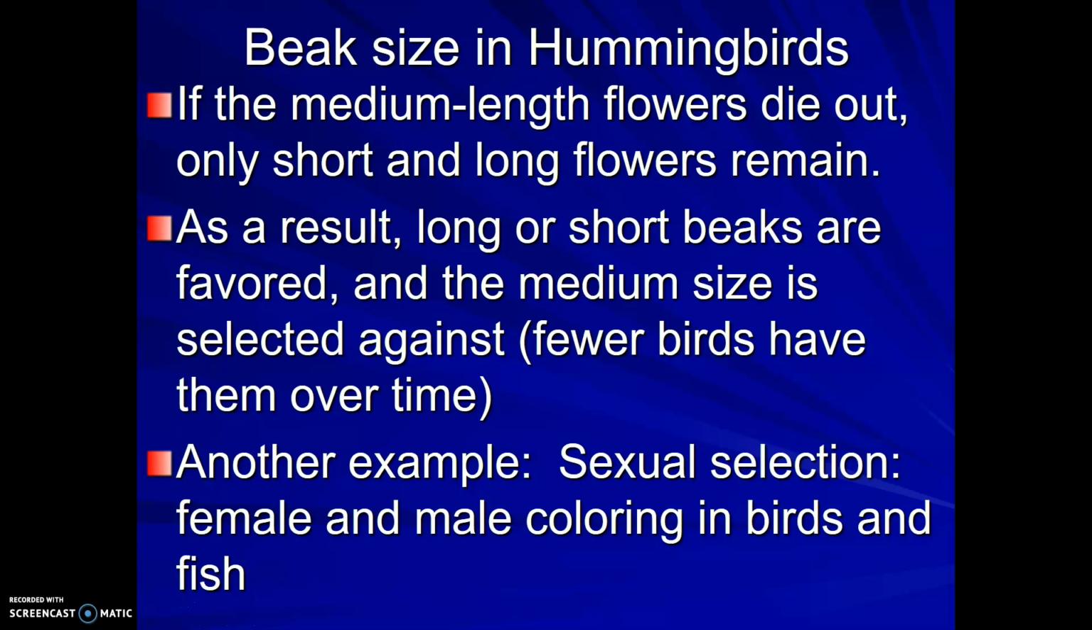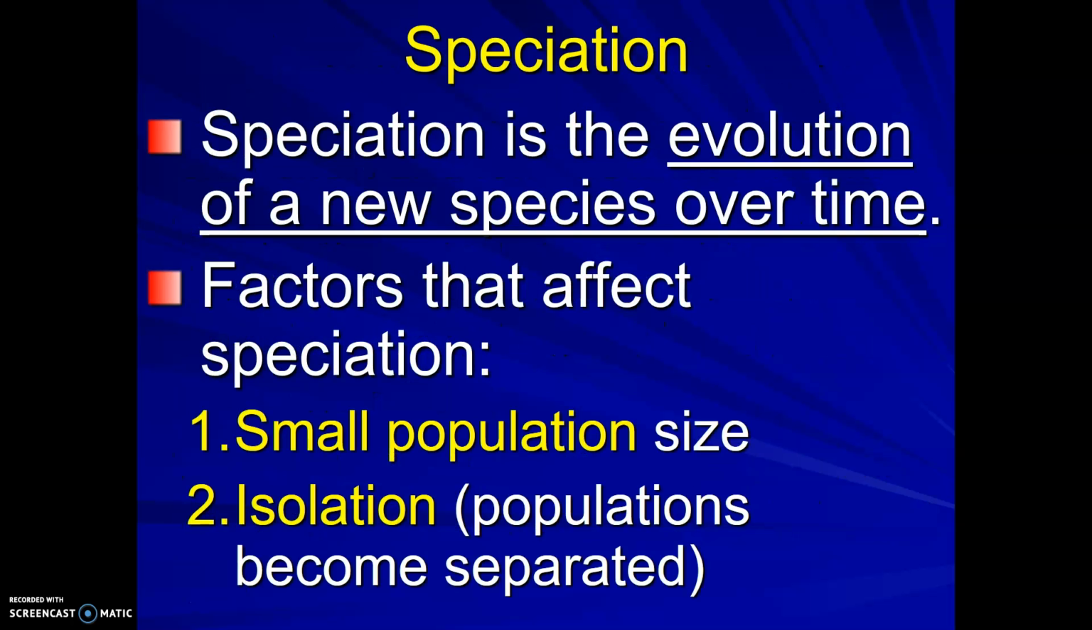Okay, beak size in hummingbirds. If the medium length flowers die out, only short and long flowers remain. As a result, longer and shorter beaks are favored and the medium size is selected against. Another example is sexual selection, female and male coloring in birds and fish.